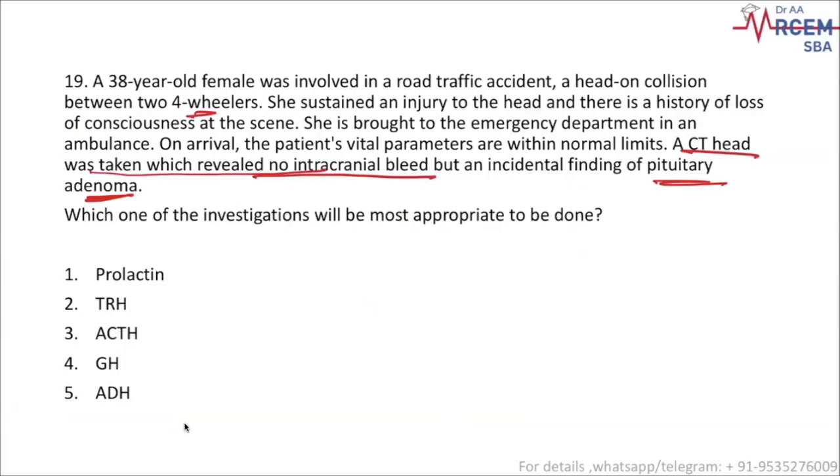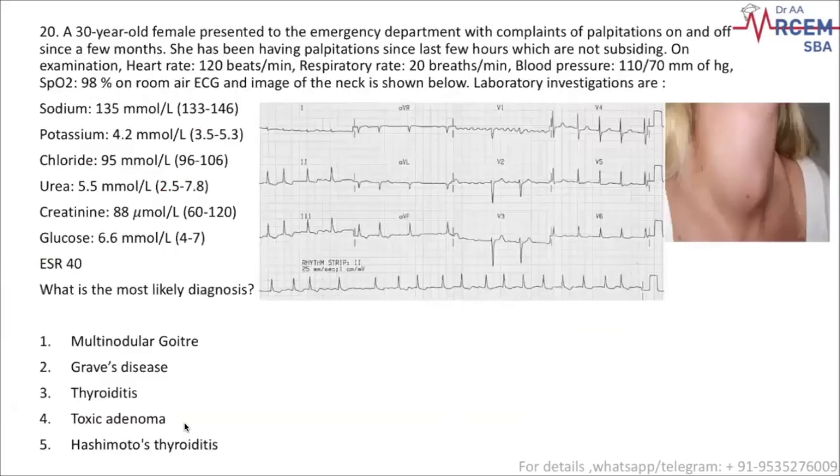Which investigation is most appropriate? Anything wrong with the pituitary, always get a prolactin level done. Here, pituitary adenoma is what you're seeing. Next, a diffuse and large thyroid gland. It's a goiter that you're seeing.